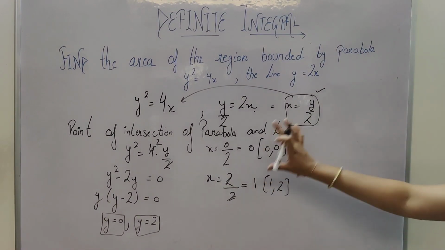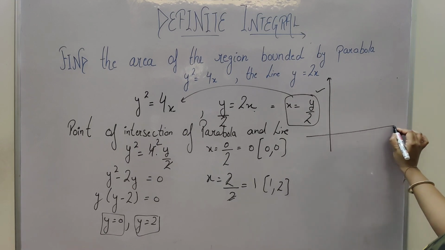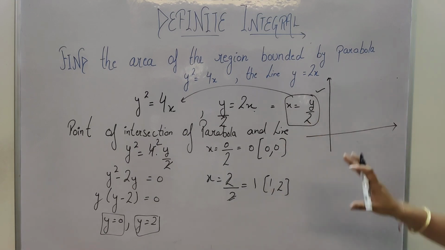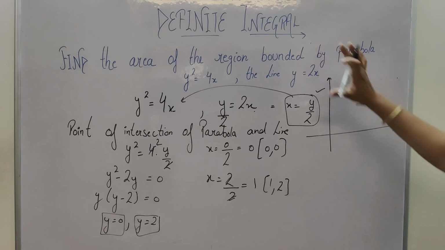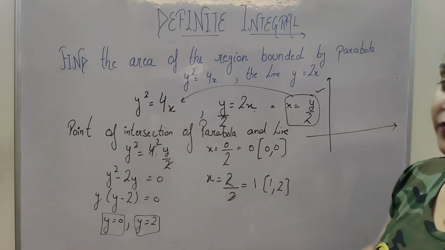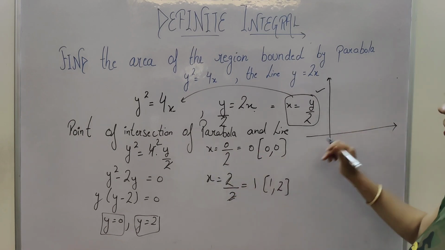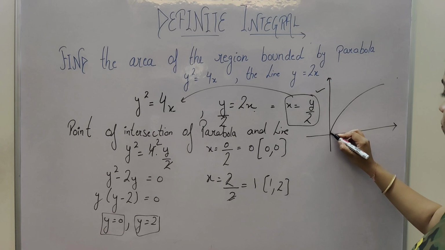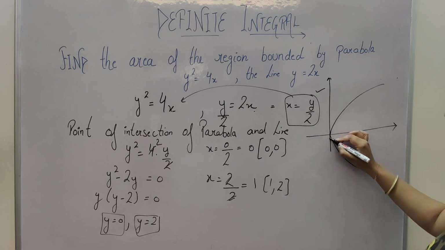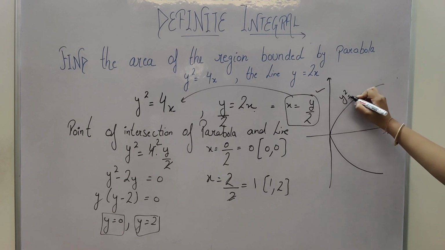Now we get a picture of this. Now firstly draw the graph freehand for this question. Your parabola is y squared is equals to 4 of x. So the parabola, point of intersection is 0, 0. This is how the graph of the parabola is drawn freehand, y square is equals to 4 of x.